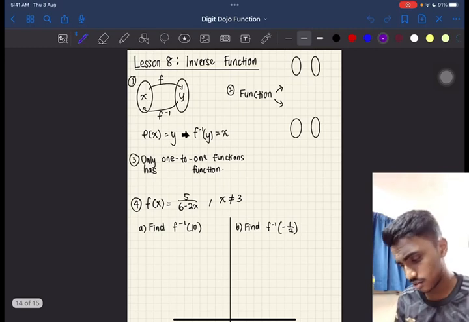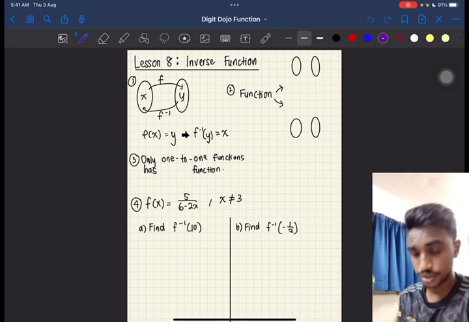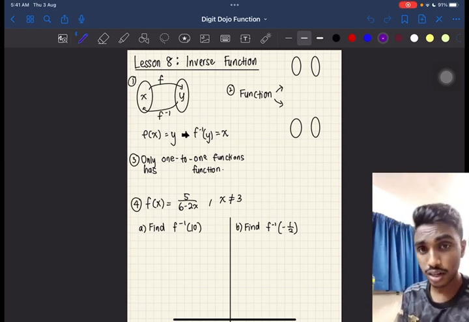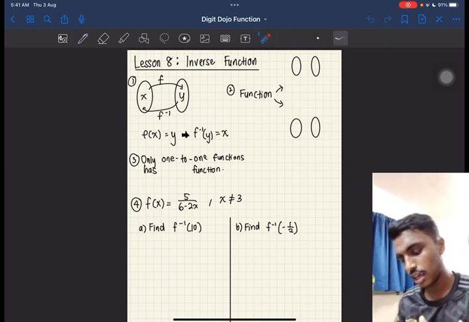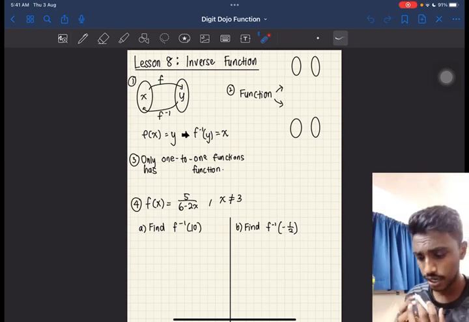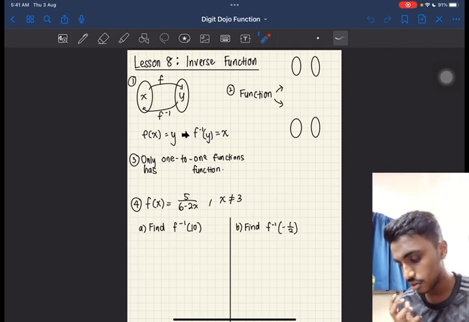Good day, everyone. So for today, we'll be learning about inverse functions. In this lesson 8, we're going to learn what an inverse function is. Let me explain. An inverse function is a normal function, but it's going backward. I'll explain further.